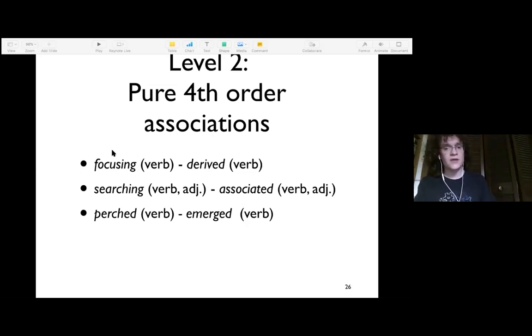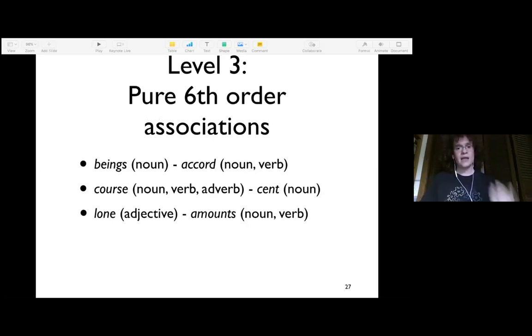So what we seem to have left at the fourth order association level is actually something that looks a lot like part of speech. Like focusing and derived are both verbs. Searching and associated both can be used as a verb or an adjective. At the third level, we have pure sixth order associations. At this point, it becomes less clear what's going on.